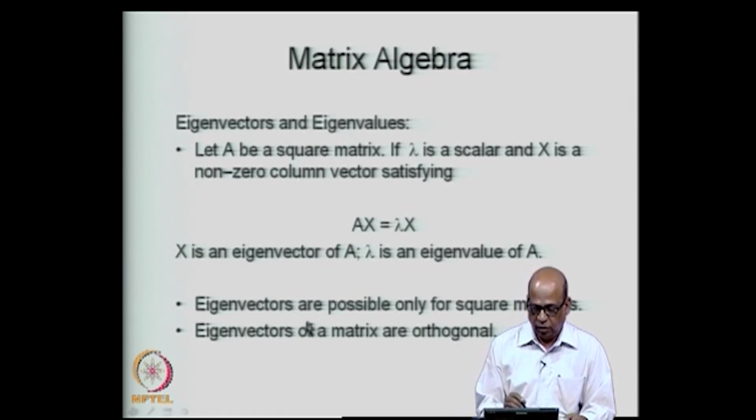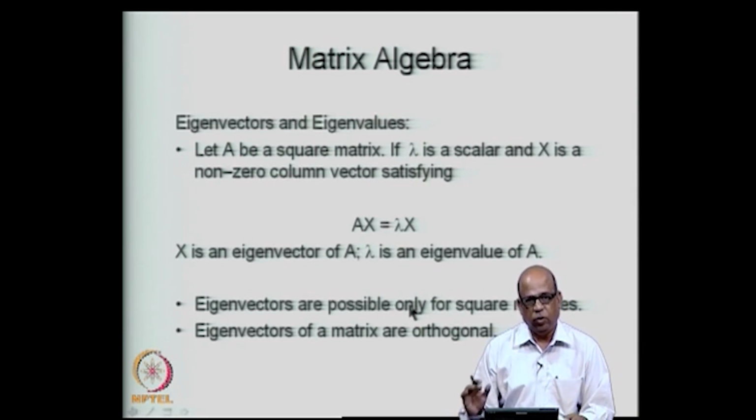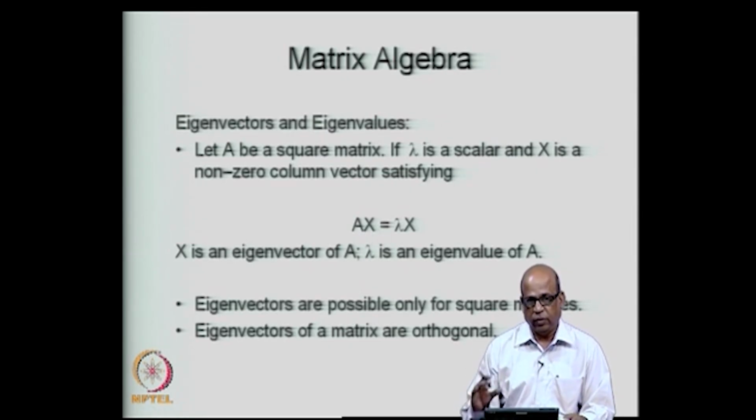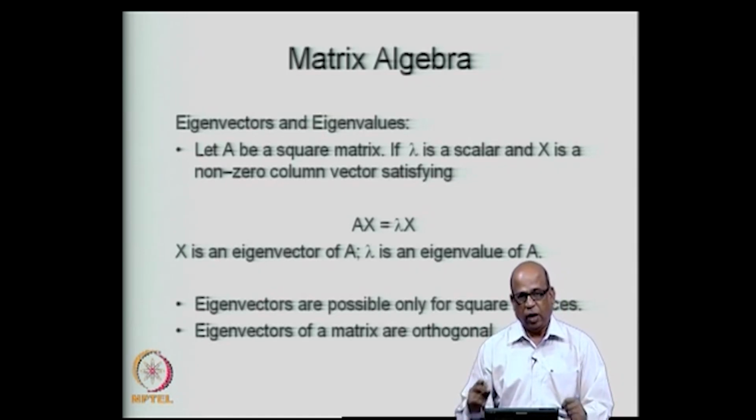Now, as I mentioned earlier, eigenvectors are possible only for square matrices, and the eigenvectors x are orthogonal to each other. Let us say you had two eigenvectors, then both of them will be normal to each other. Vector denotes a direction, and therefore, when you talk about the direction of a vector, the two eigenvectors will be orthogonal to each other or normal to each other.